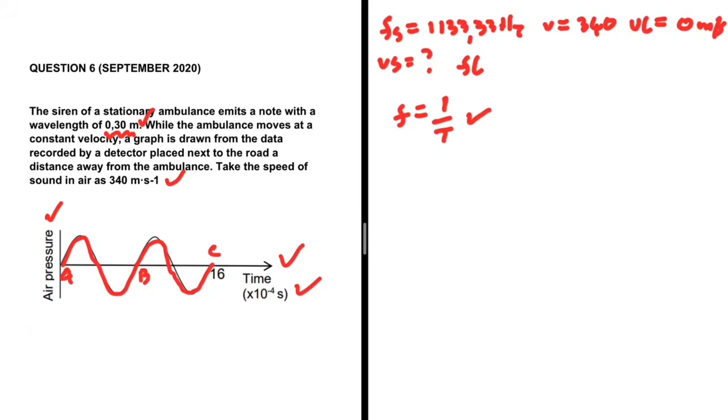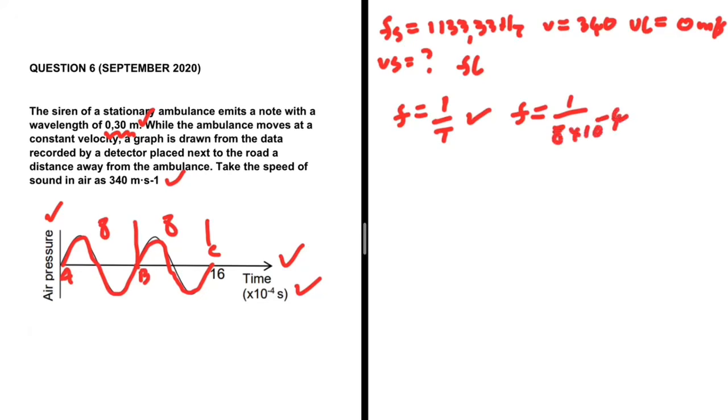So from A to B is 8 times 10 to the minus 4 seconds, and then from B to C, it's another 8 times 10 to the minus 4 seconds. So that is our period. Our period is 8 times 10 to the minus 4 seconds. It actually says times 10 to the minus 4 seconds here. So if you miss that and you use 8 seconds, then again, you're not going to be able to answer this question. So the frequency, let's go ahead and substitute. It will be 1 divided by 8 times 10 to the minus 4.